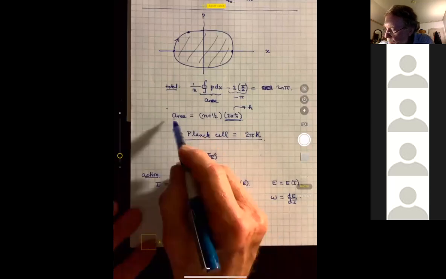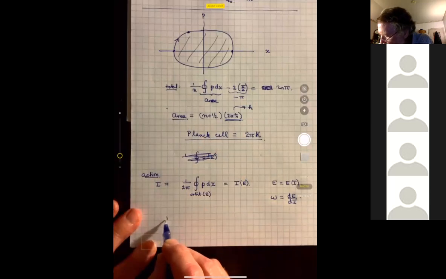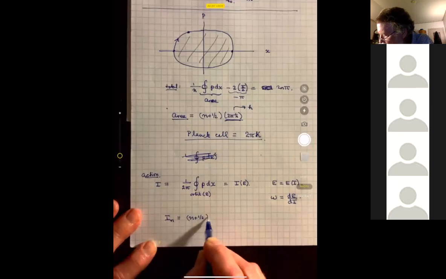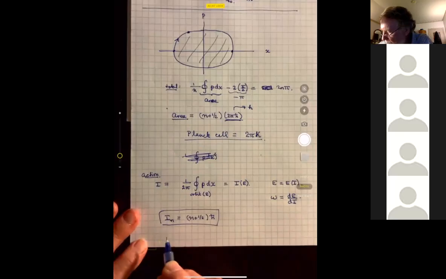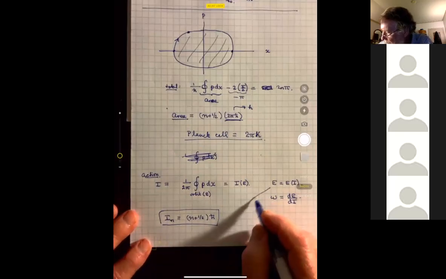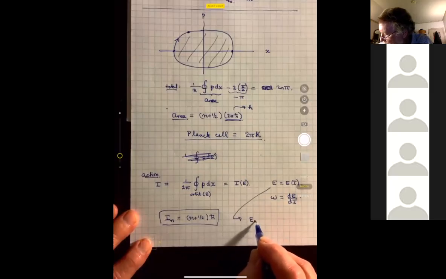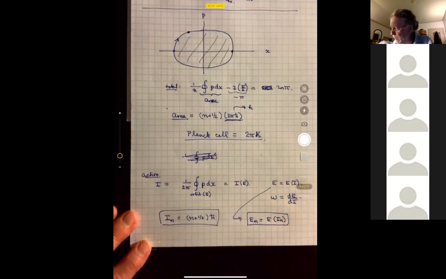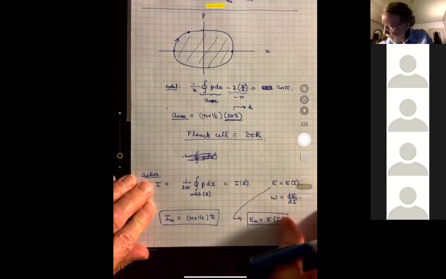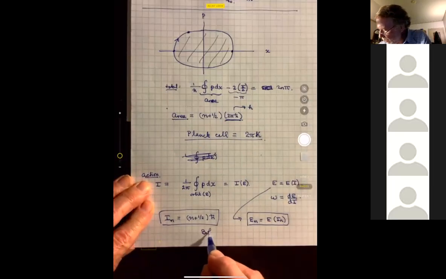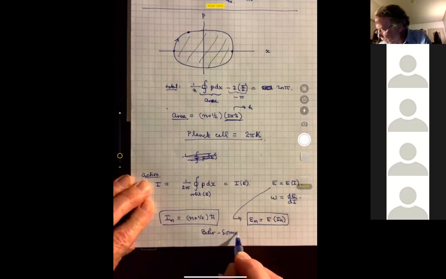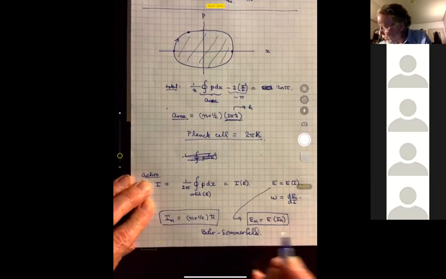So the quantization condition, which I expressed up above in terms of area, can also be expressed in terms of action: I sub n is equal to n plus a half times h bar. Basically, the 2 pi factors cancel. And this is the quantization of the action of classical orbits for one-dimensional oscillators. The corresponding energy then gets quantized by saying that the nth energy level is equal to the energy-action function evaluated at the nth quantized value of the action. E_n is equal to E of I_n. And this is called the Bohr-Sommerfeld quantization rule. This is the one-dimensional version of Bohr-Sommerfeld.